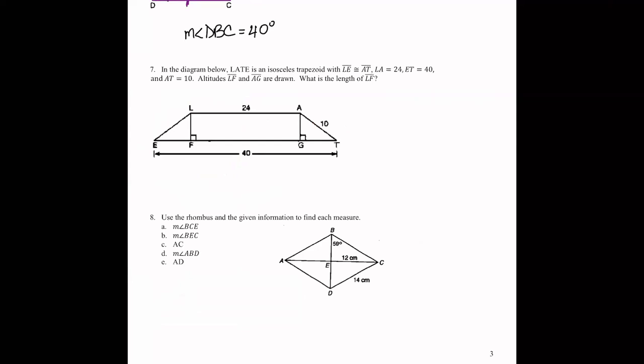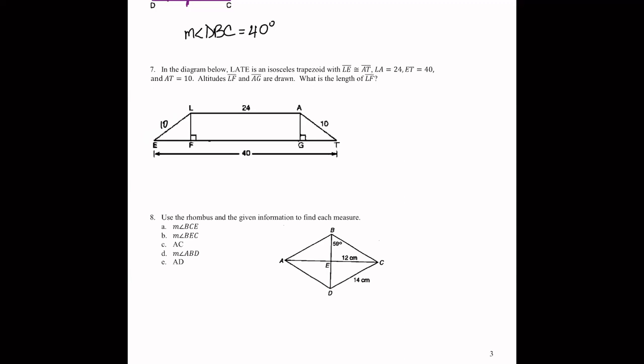Yeah, trapezoid, LE congruent to AT. Right. So LE, a little tiny segment on the fringe there, is congruent to AT. So if we know that they're congruent, then they're both going to be measured at 10 units. LA is 24, that was marked on there already. ET is 40, AT is 10, we already addressed that.